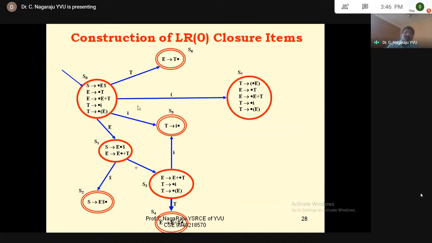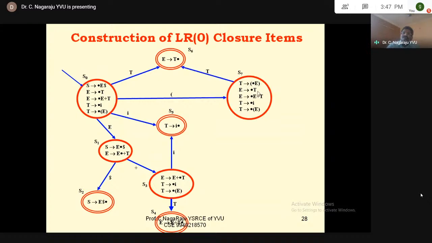And next, here is the bracket. In this production, after the dot we are having the bracket. On a bracket it will enter into the 7th state. But whenever you see the dot before a non-terminal, you have to write all the E productions in this case. For example, this is the same as this. This is called the 7th state. Again you start with the dot.